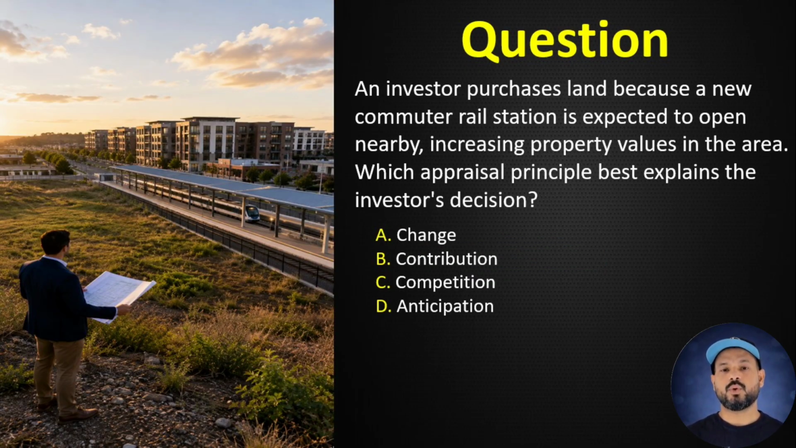Question number 24. An investor purchases land because a new commuter rail station is expected to open nearby, increasing property values in the area. Which appraisal principle best explains the investor's decision? A. Change, B. Contribution, C. Competition, D. Anticipation. Correct answer D. Anticipation. Anticipation recognizes that expected future benefits influence present market value.